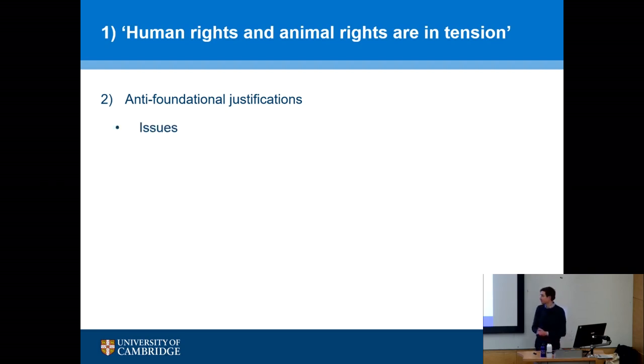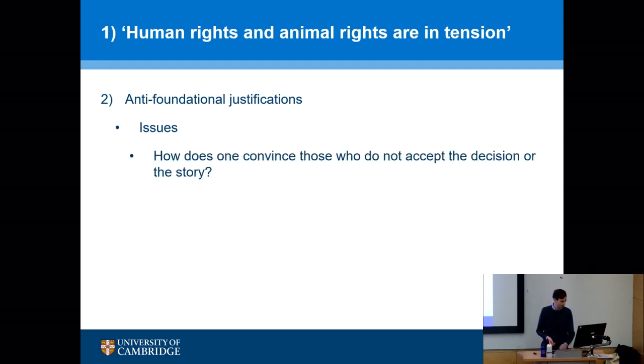There's some issues with that approach too, I think, and some obvious ones. How do you convince someone of your approach, of your theory of human rights, if they're not willing to accept that decision, assertion, or that story? Maybe they don't believe in the story. Maybe they're not moved by a sad story about human rights. Maybe they don't accept the idea that we should just assert that all humans have these rights.